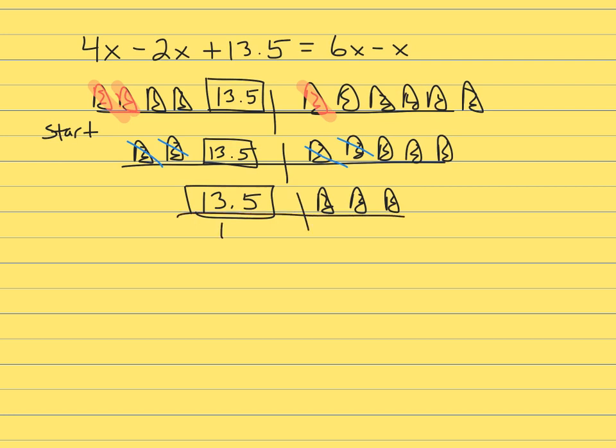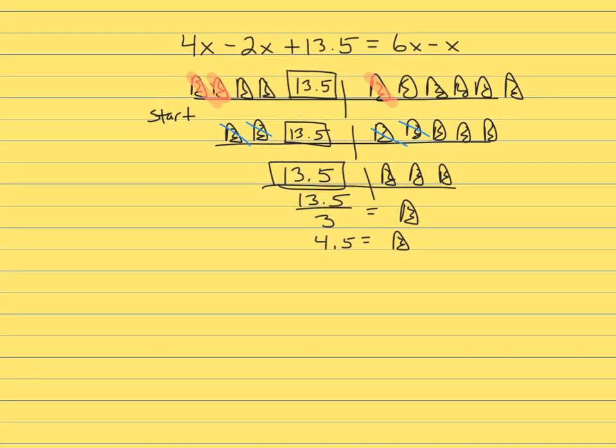which essentially tells me that 13.5 needs to be split into 3 equal groups to find the value of one triangle. And when I do 13.5 divided by 3, I get an answer of 4.5 for my triangle.